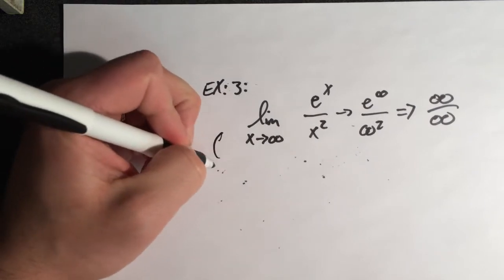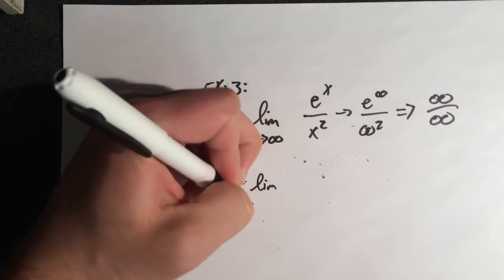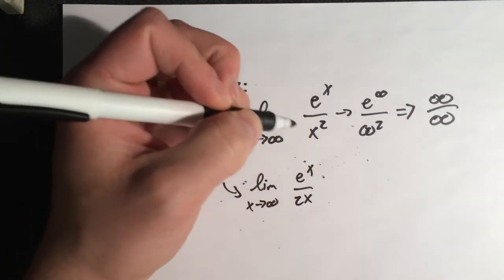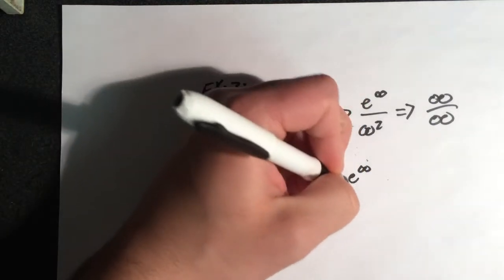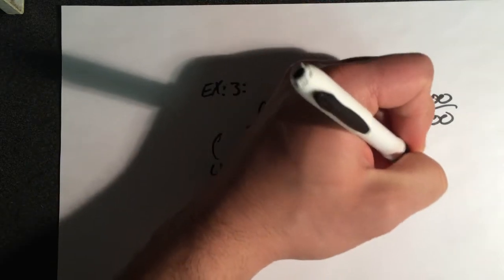We can use L'Hopital's rule and get the limit as x goes to infinity of e to the x all over 2x. Okay, so plug that back in. You get e to the infinity over 2 times infinity, which is not helpful.